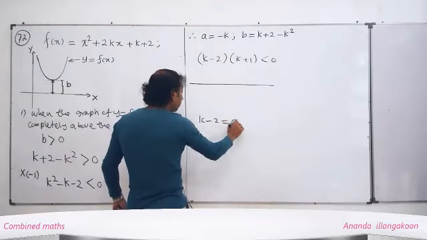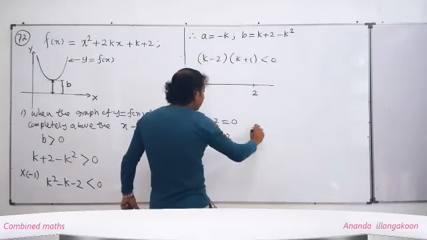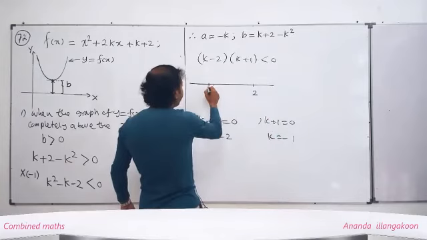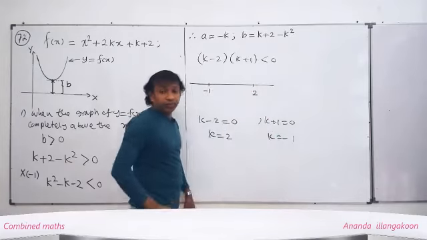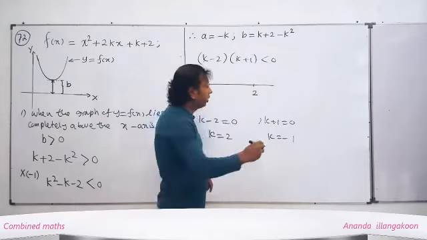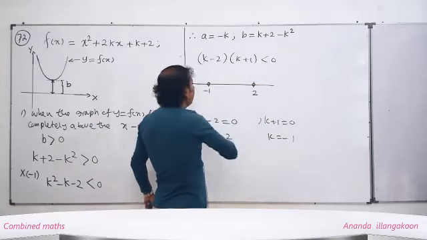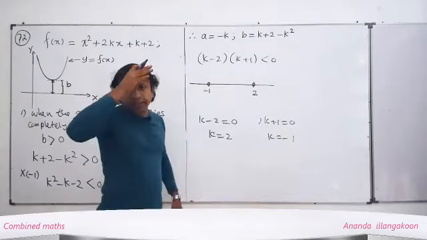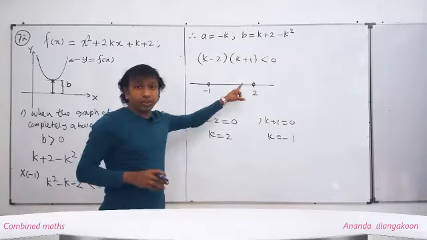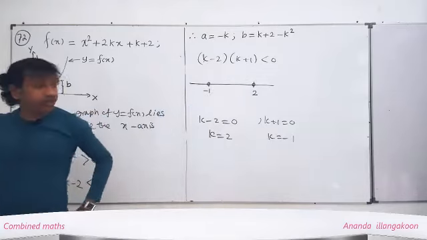When you equate this to 0, k minus 2 is 0, so k is 2. I can mark 2 here. k plus 1 is 0, so k is -1. It is somewhere here. Here we don't have an equal sign, so do we take these both? No, we circle them but don't color them. Now what do we do? We take any number you like on the number line. I take 0. 0 lies between -1 and 2. I put that 0 here, and we check whether this is true.